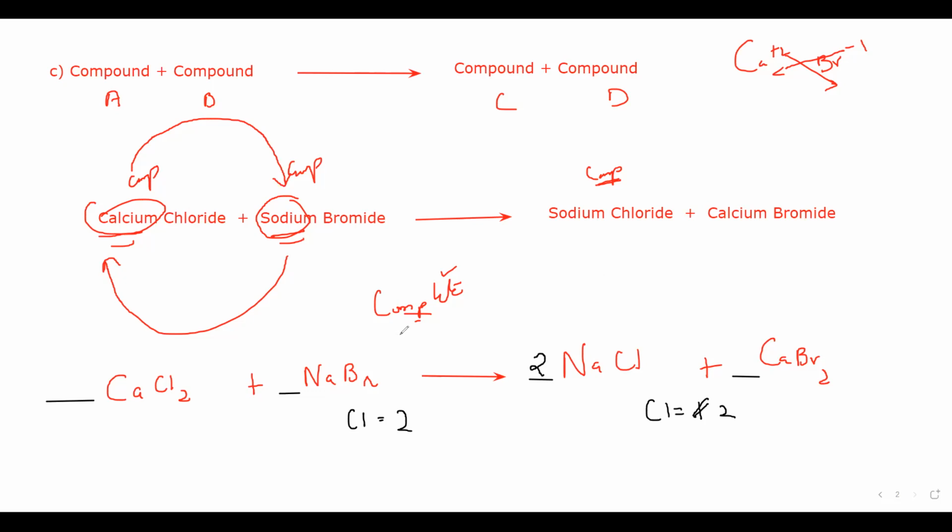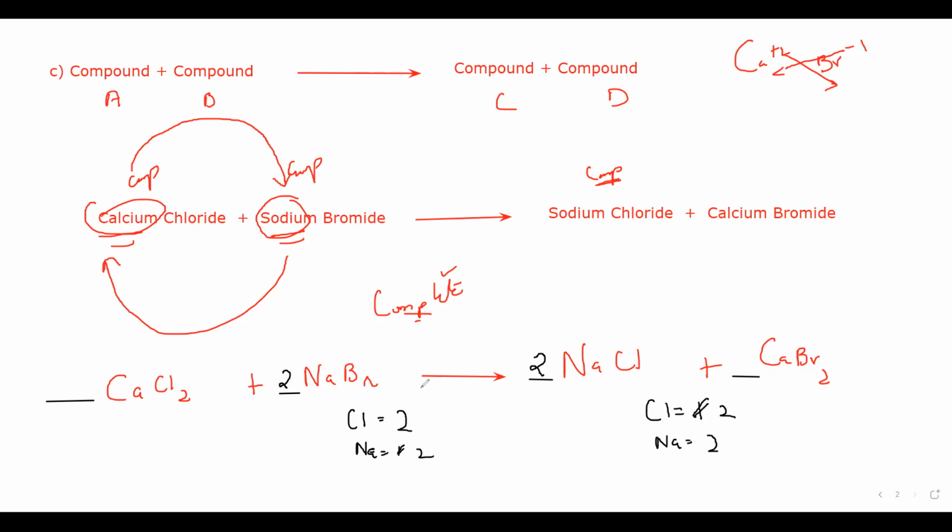The second part, for sodium. When we check sodium, on the right hand side we have 2 sodium, because this 2 is with sodium and chlorine. And on the left hand side, we have only 1 sodium. So which number should I write here to balance sodium? If I put 2, sodium is also balanced.